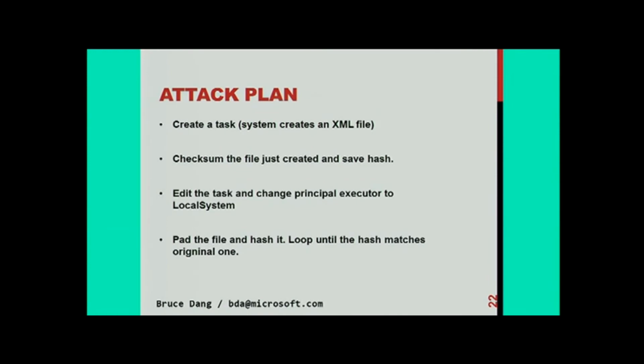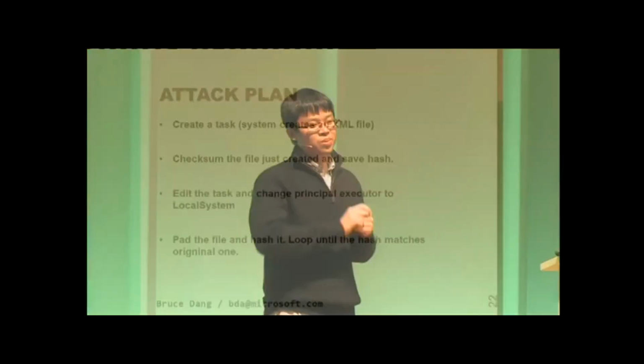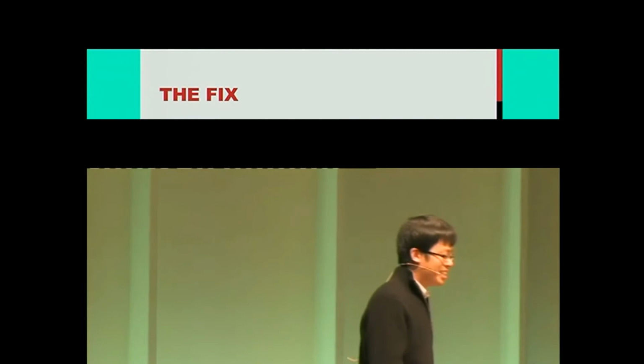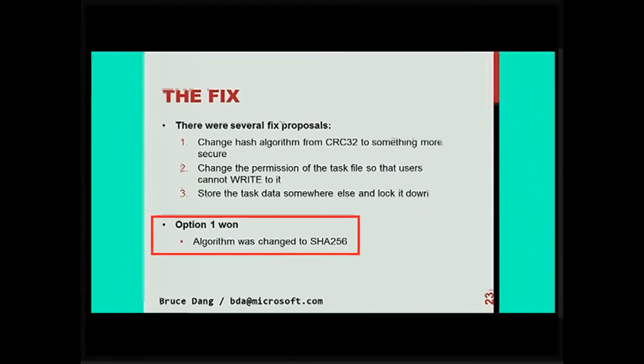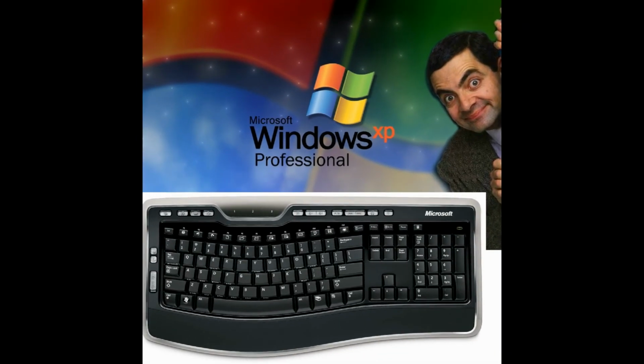And what they did was they changed the current user to local system. So local system is like the highest privilege you get, I guess. So they get code running as root. Easy, right? For the fix, they switched to a much stronger hash algorithm. And so we changed the hash algorithm to SHA-256.